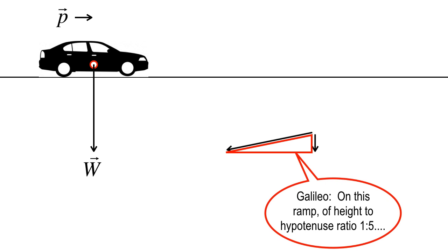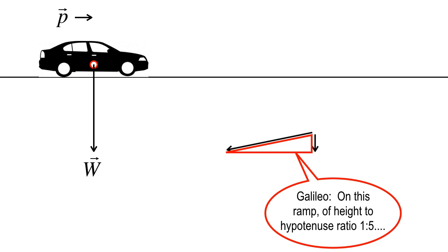And Galileo said, I can make a ramp for which these are the proportions. The height of the ramp and the hypotenuse of the ramp are a ratio 1 to 5. Okay? Aristotle said 0.02. Galileo said 0.10. That's a ratio of 1 to 5. And Galileo said, to defeat your conjecture, Professor Aristotle, let me build this ramp.